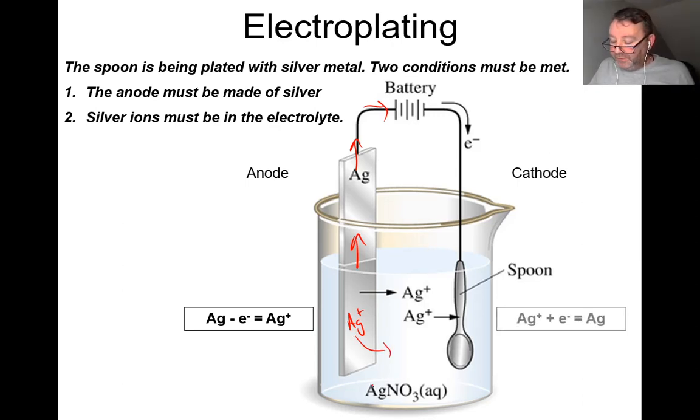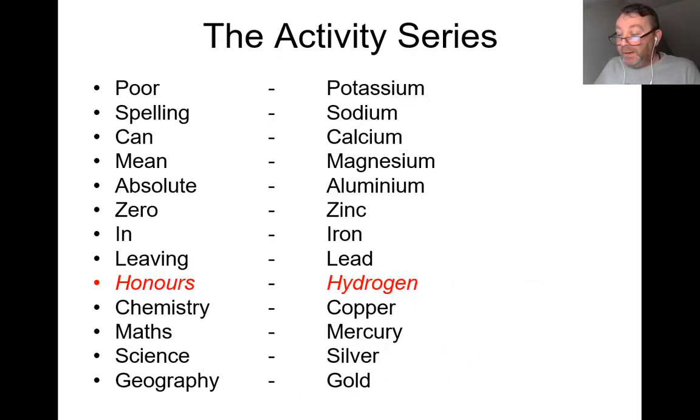On the other side, the Ag plus goes over, picks up an electron, and becomes silver metal. Now, we're nearly done because the activity series is the last slide in this particular batch, and you may, depending on your level of chemistry at junior cert, have heard of the activity series. But the activity series is a list of metals which are arranged in decreasing order of activity. Now this is something I'm going to ask you to learn.